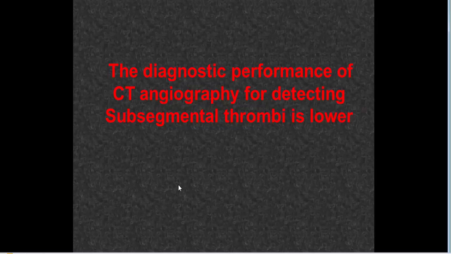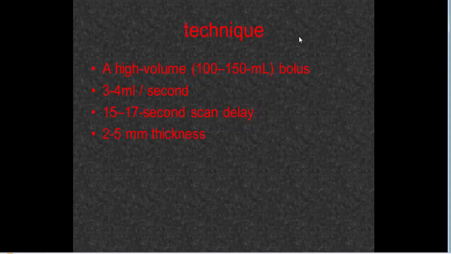Diagnostic performance of CT angiography for detecting subsegmental thrombi is lower. Technique improvement: high volume of contrast, 100 to 150 mL bolus, 3 to 4 mL per second, 15 to 17 seconds scan delay, 2 to 5 millimeter thickness.